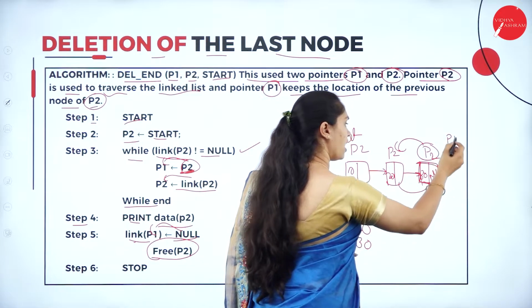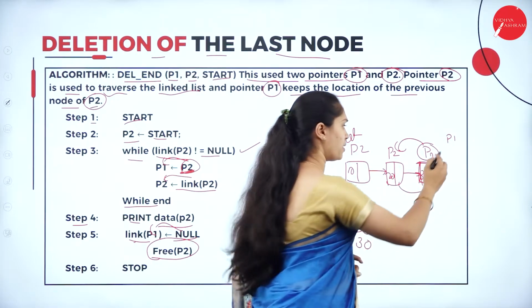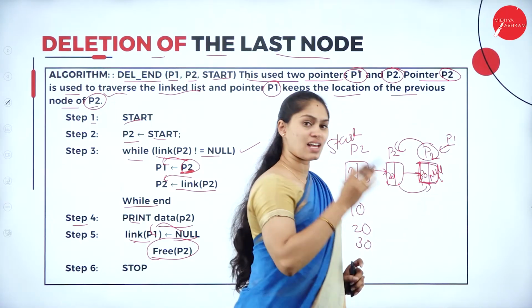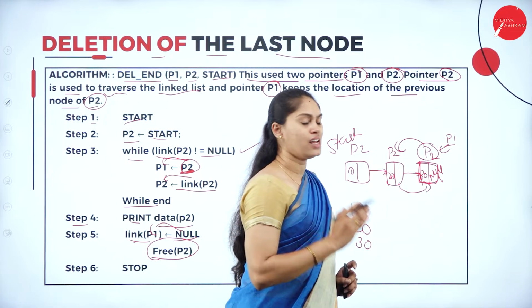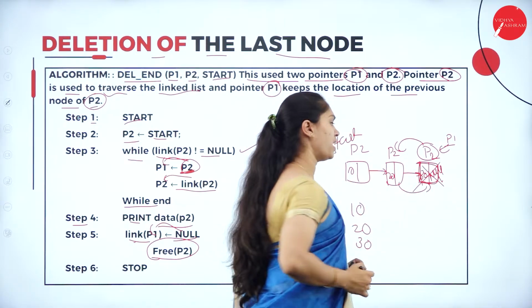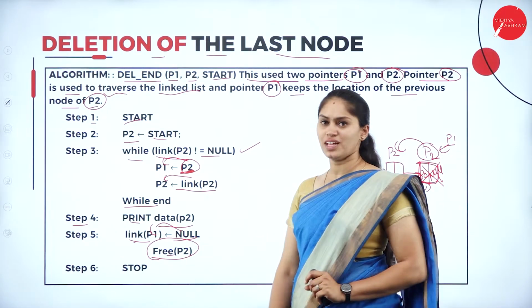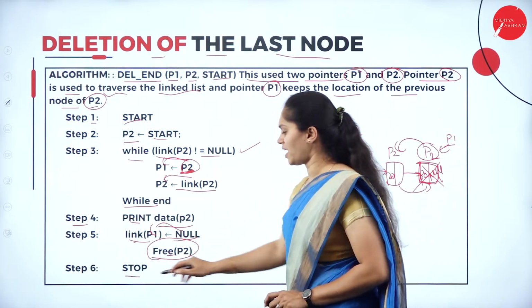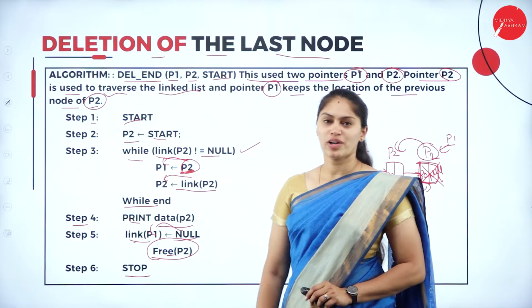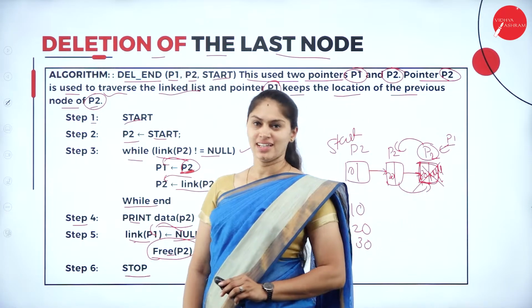P1 is waiting for the address of P2. Then this P1 finds that P2 is at the last node of the linked list. Then it is going to be removed or deleted from the linked list by making use of this free function. Then we have to stop. This is how we are going to delete the last node of a linked list.